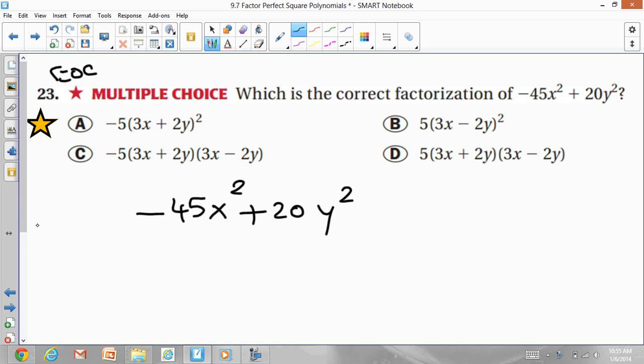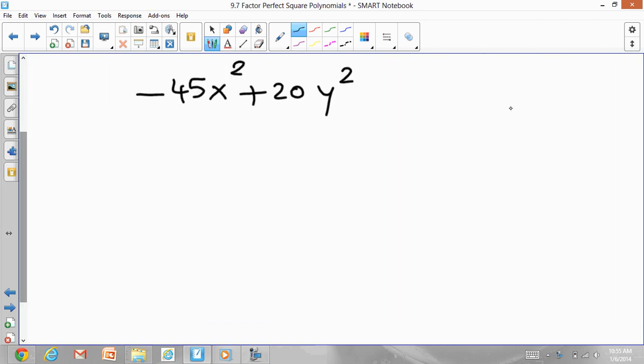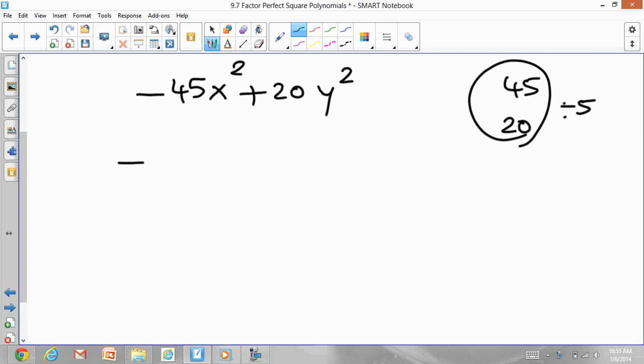Your first step should always be, is there anything common you can pull out? So I'm looking at 45 and 20, and they both have 5 in common. So if I pull out the negative sign, and if I pull out the 5, the rest needs to go inside. So 5 times 9 is going to give me a 45. X squared I'm just going to rewrite as it is. Now I need to get a plus. There is already a minus outside, so the other one should be a minus.